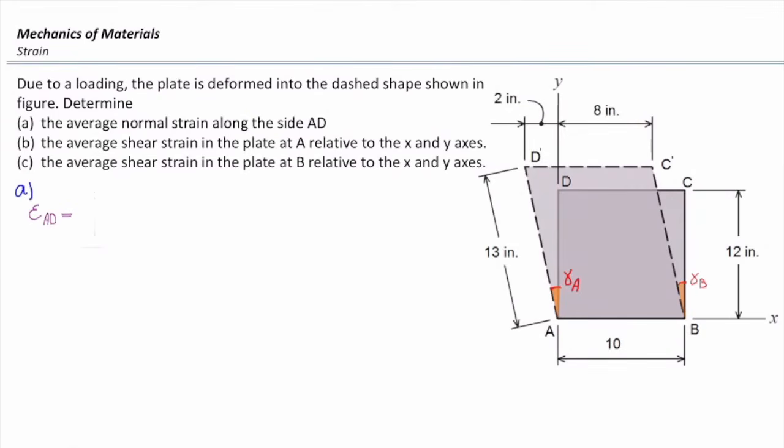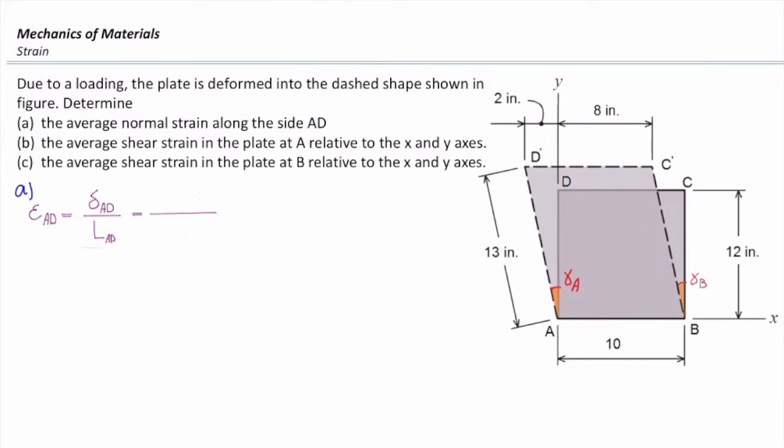The normal strain along the side AD is defined as the change in the length of that part divided by the initial length. So let's call that delta AD divided by LAD. LAD is the initial length of that side, and delta AD stands for the change in the length of that. Alright, how much is the change in the length of that side? The new length is AD prime, which is 13 inch. And the initial length is AD, which is 12 inch.